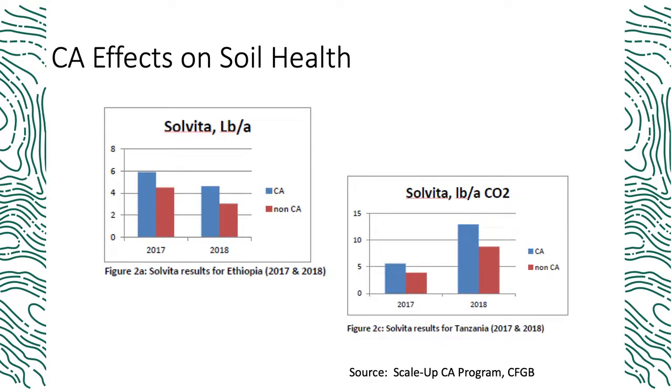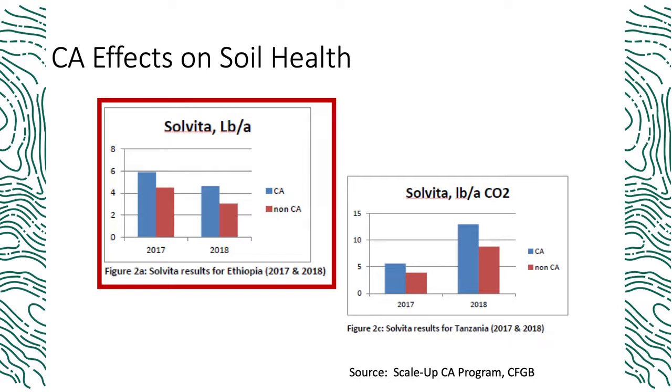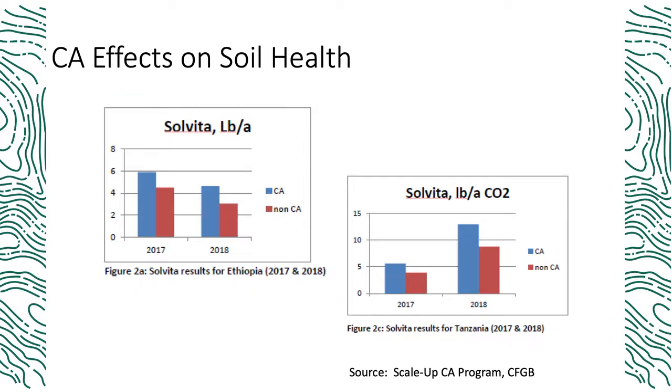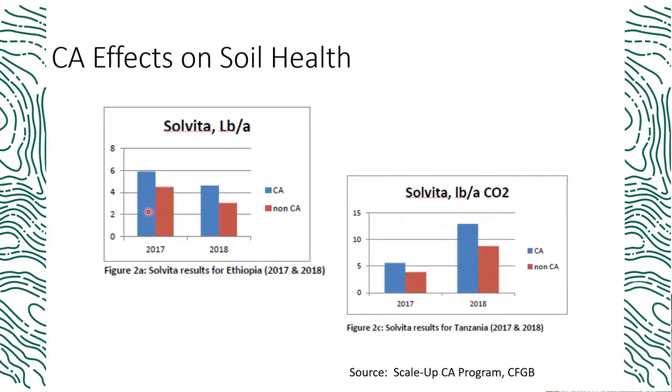These are 2 graphs looking at soil health and the effect of CA on soil health within our own programming in East Africa. The graph on the left here is Ethiopia, the graph on the right from Tanzania, and the blue bars are biological activity in soils which have been managed with conservation agriculture, compared to the red bars which are managed by conventional agriculture, fields just adjacent of each other. And as you can see, soil biological activity, which is the driver of soil health, is much higher under the CA fields.